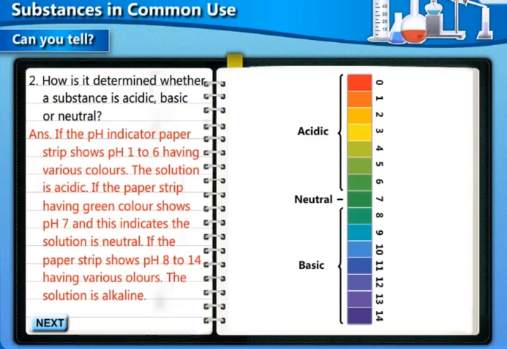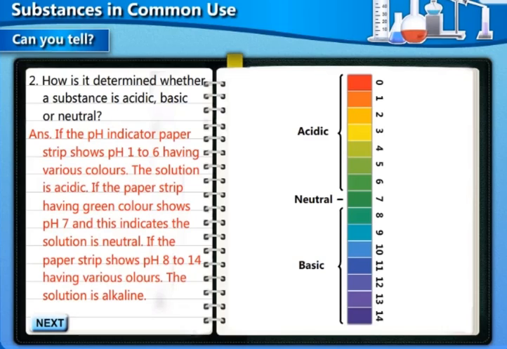Now understand, the substance which has a pH of 0 is highly acidic, whereas acids which have a pH of 6 will be less acidic. So 0 means highly acidic and 6 will be less acidic. Then what about bases? A base with a pH of 8 will be less basic, and a base with a pH of 14 will be highly basic.